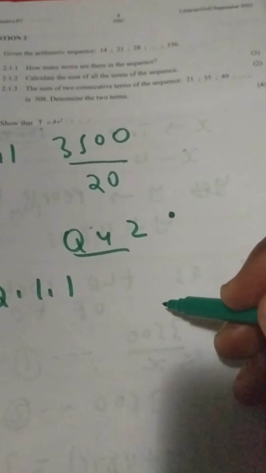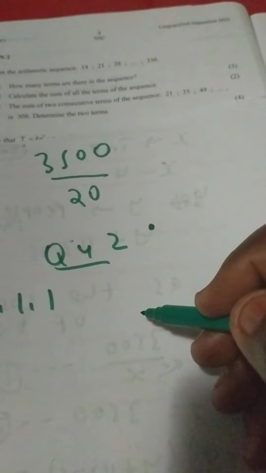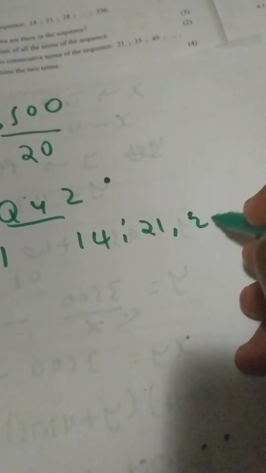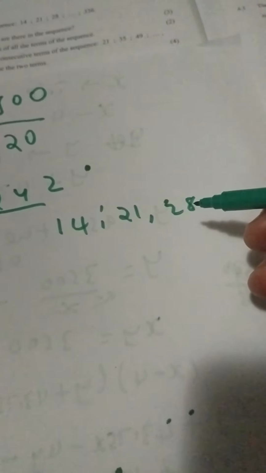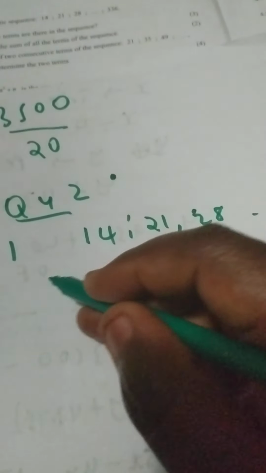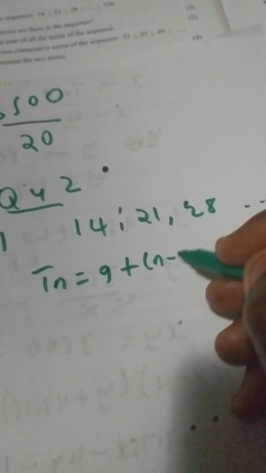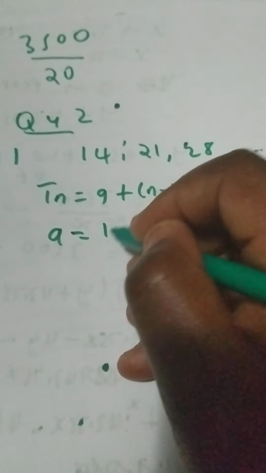2.1.1. Okay, the answer is mostly those type of questions which are straightforward, guys. So we've got an arithmetic sequence, 21 and then 28. That is our given arithmetic sequence, right? And then it's giving a last term which is 336. So first thing with arithmetic sequence is the general formula. Tn is a plus n minus 1 d, right? And then what do we know about a? A there it's clearly 14.